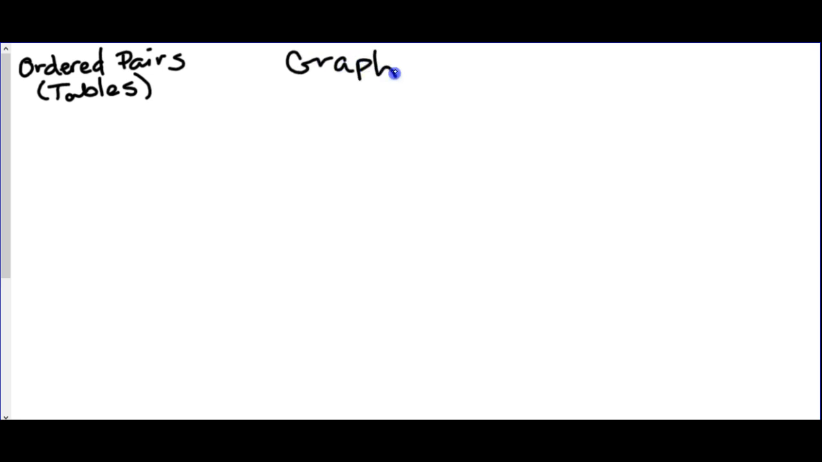This video is about inverse functions and relations. So when you're working with inverse functions, there's a couple of different things we have to worry about. We have to worry about ordered pairs, which you could also put under the heading of tables. You have to worry about the graphs, and you have to worry about the function or relation itself.